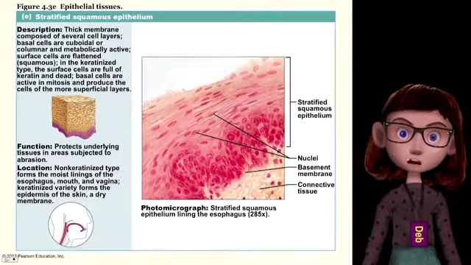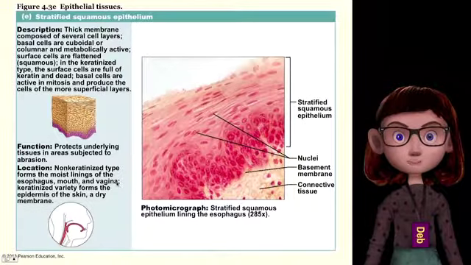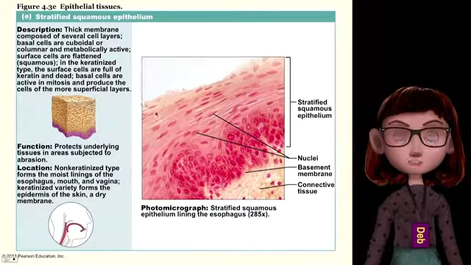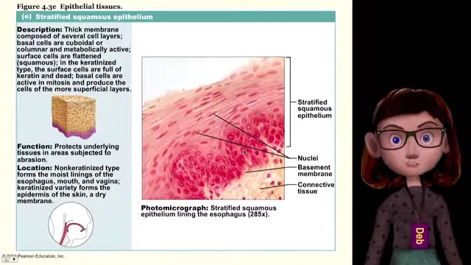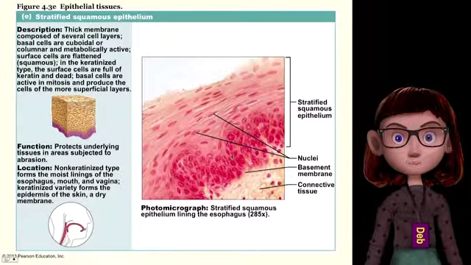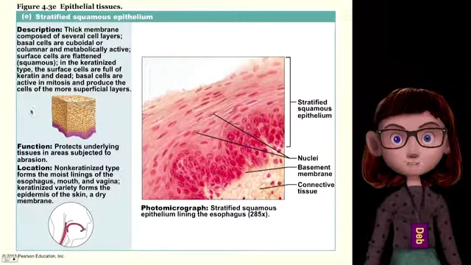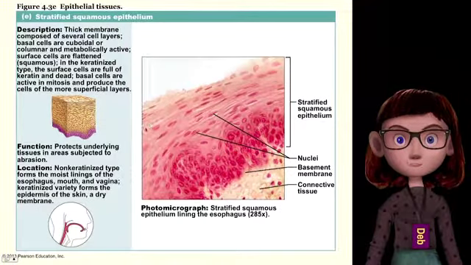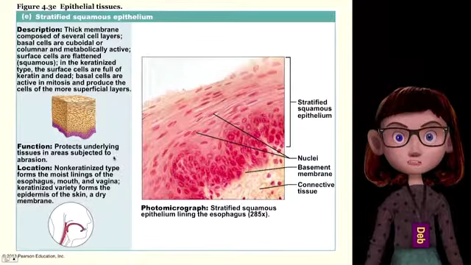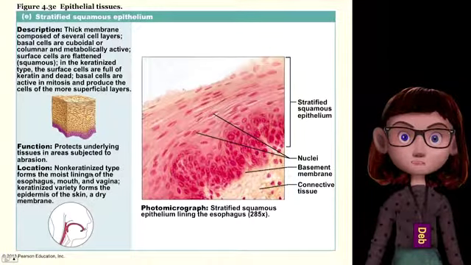There's a thick membrane, there's many cell layers, and you can see the top or the apical cells up here toward the apical surface are much more flattened. As you go deeper, they look more cuboidal. And there's actually two types of this stratified squamous epithelium. There is keratinized and non-keratinized.